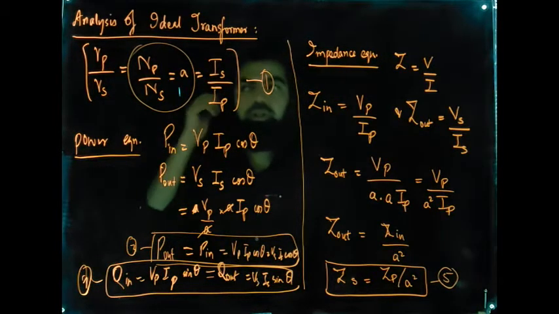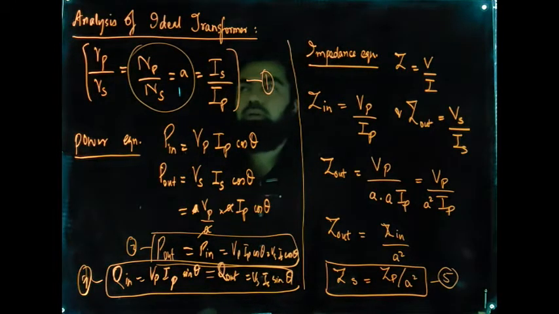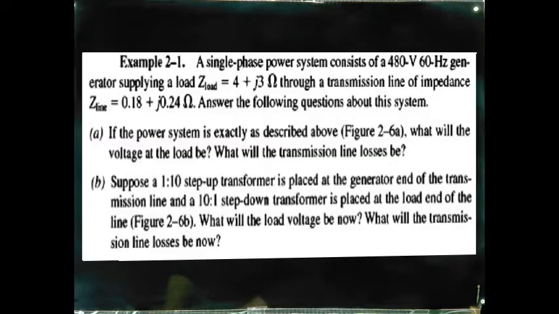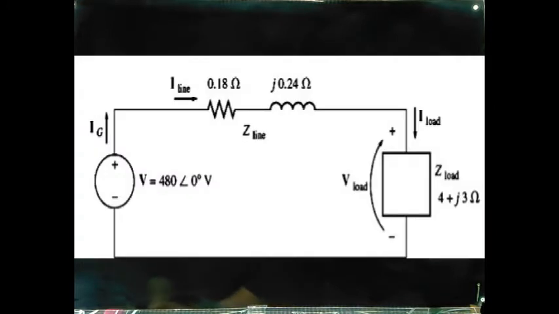So now using these equations, first of all, we'll do one numerical on ideal transformer. After that, we'll take up the real transformer. So you have been given a diagram, and there are two circuits. One is without transformers and another one is with transformers. You have to basically analyze both the circuits.